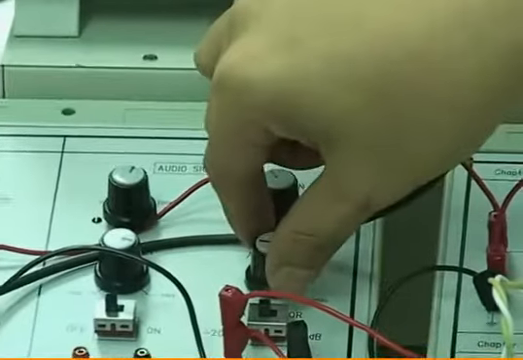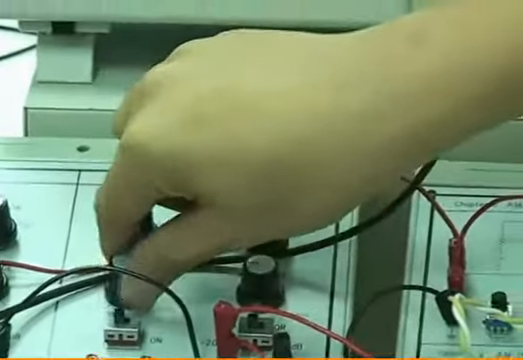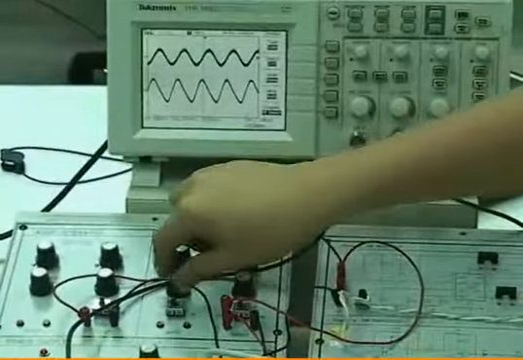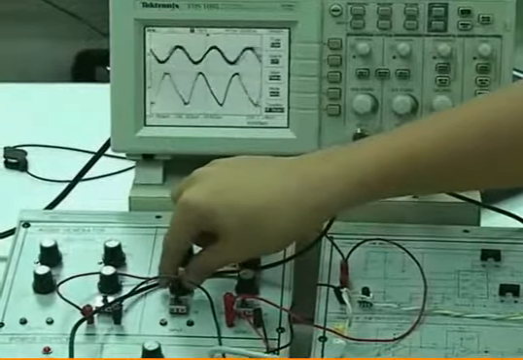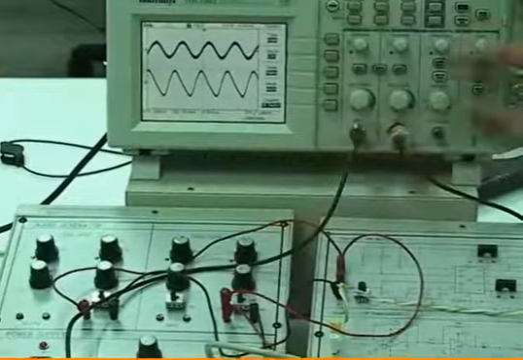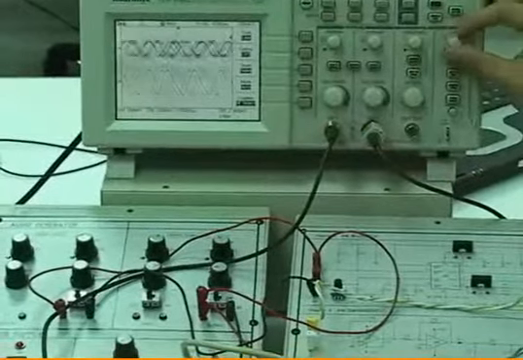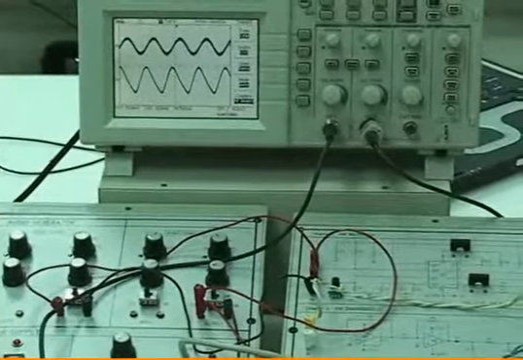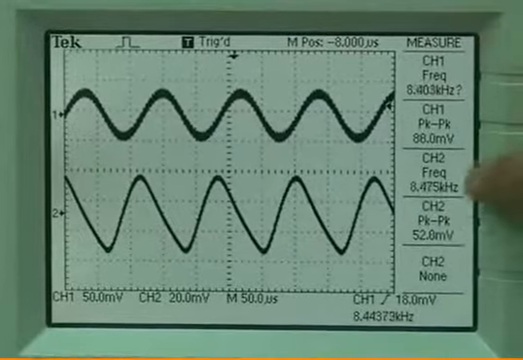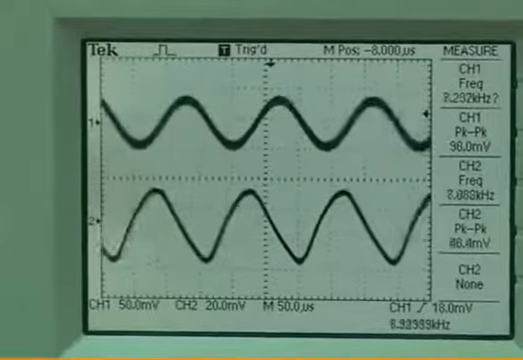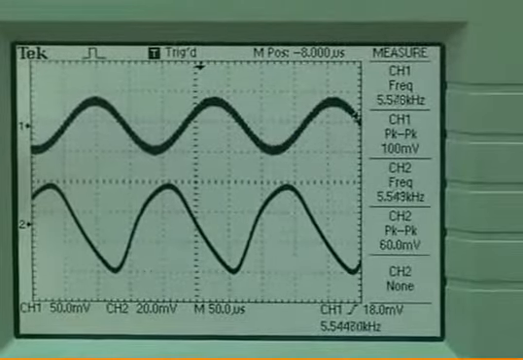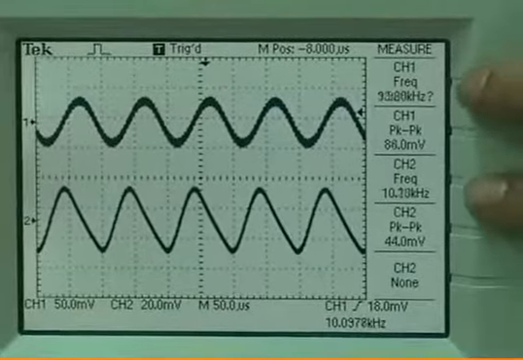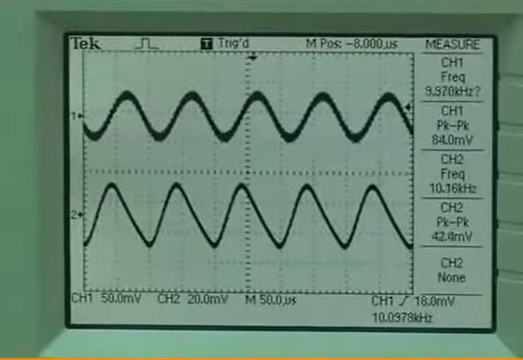And we need to do some fine tuning. You can see how the amplitude and the frequency of the input waveform affect the output waveform. And you can also see the frequency of both waveforms is the same. So this is the experiment of the AM demodulation.